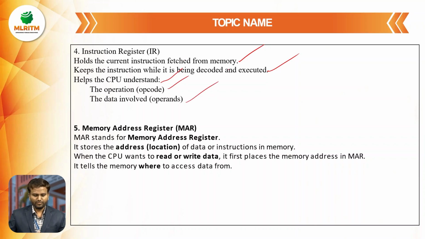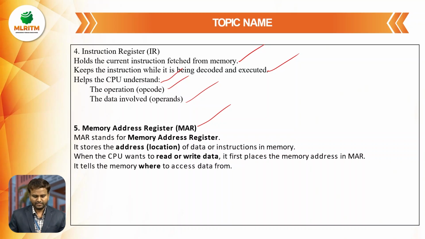The operation is the opcode, which contains binary information, zeros and ones. The data involved are the operands, which are also zeros and ones code. And the memory address register is called MAR. MAR stands for Memory Address Register.